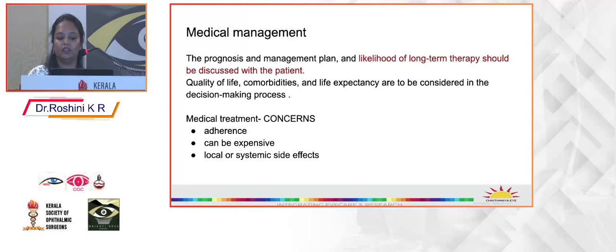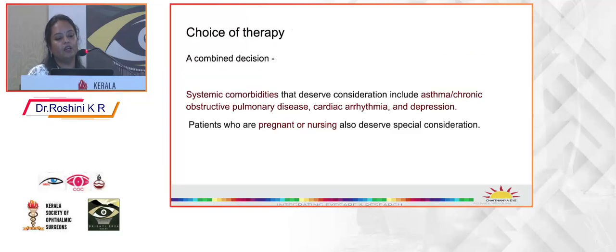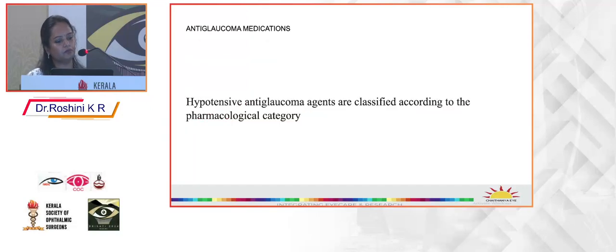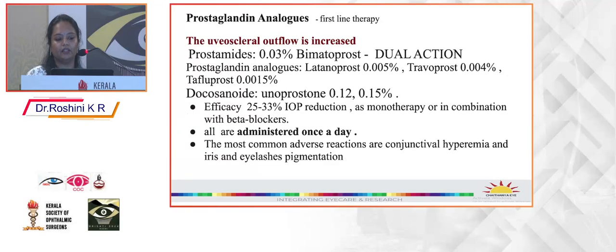well explained and discussed with the patient. And the things to be considered are quality of life, comorbidities, and life expectancy. The main concerns of medical treatment are adherence to treatment, the expense of treatment, and local or systemic side effects. And choice of therapy is a combined decision. Systemic comorbidities that deserve consideration include asthma, COPD, cardiac arrhythmias, and depression, and pregnant and nursing patients also deserve special consideration. Anti-glaucoma medications are classified according to the pharmacological category.